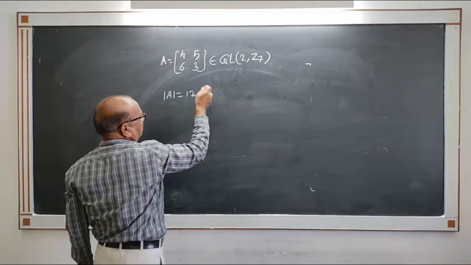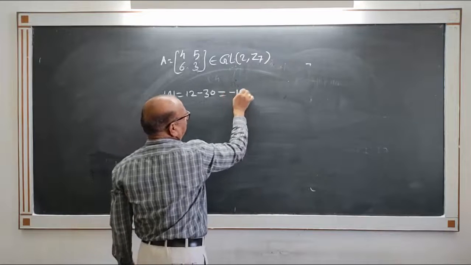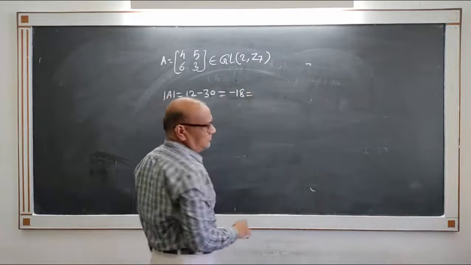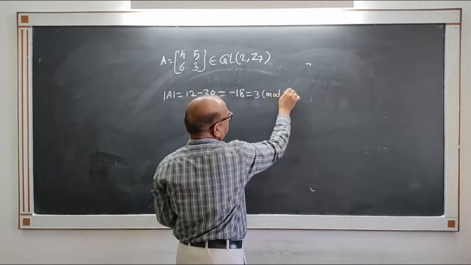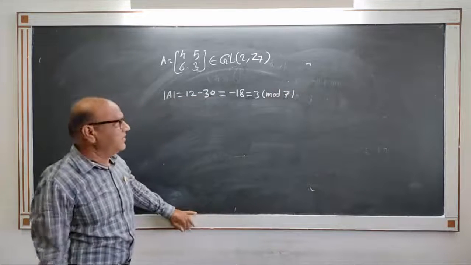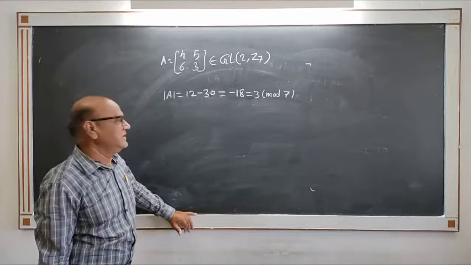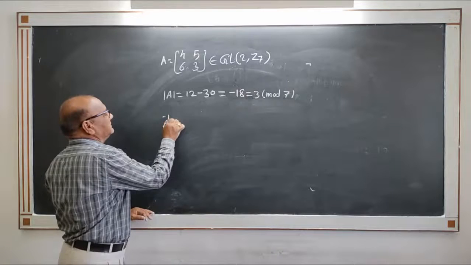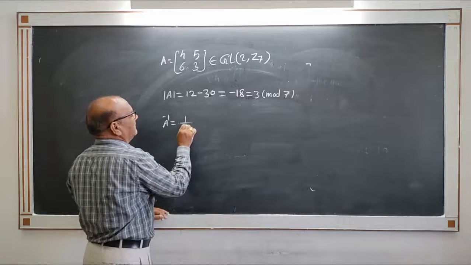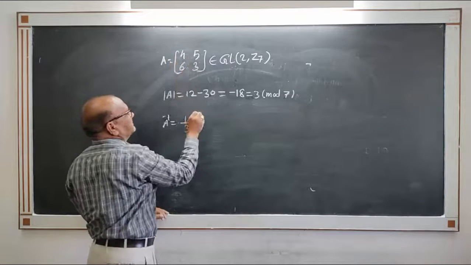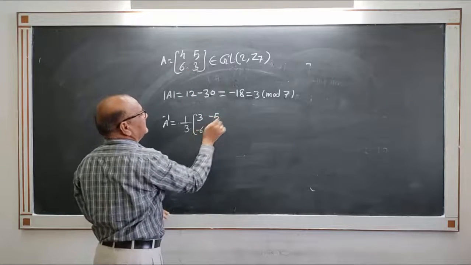12 minus 30, that means minus 18. This is congruent to 3 mod 7. That means the determinant is 3 in Z7. Now, A inverse is equal to 1 upon the determinant 3, change these two elements and change the sign of the others, minus 3.